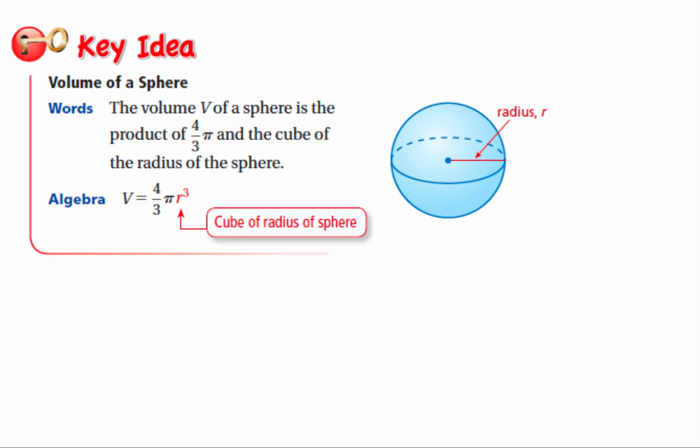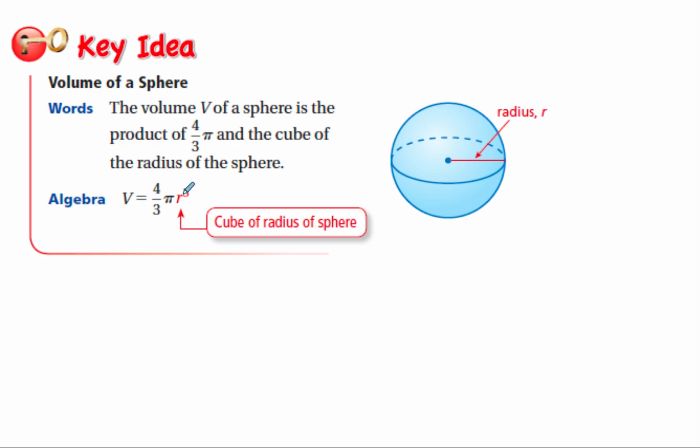So our key idea for the volume of a sphere. The volume of a sphere is the product of 4/3 pi and the cube of the radius of the sphere. So what that means is that we do 4/3 times pi times radius cubed. Up till now on our cylinders and cones and circles for area and volume, we've been doing radius squared. Now for a sphere, we're doing radius cubed.